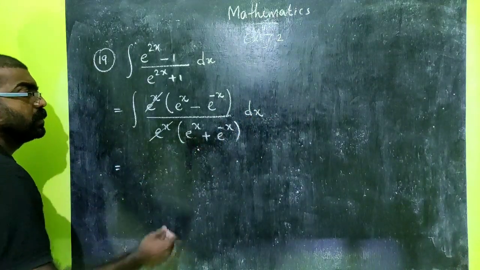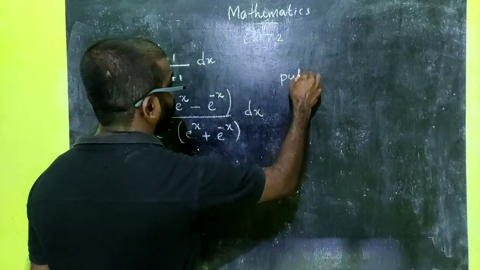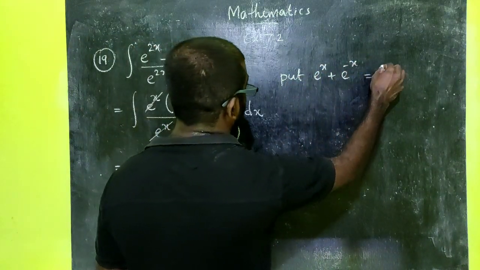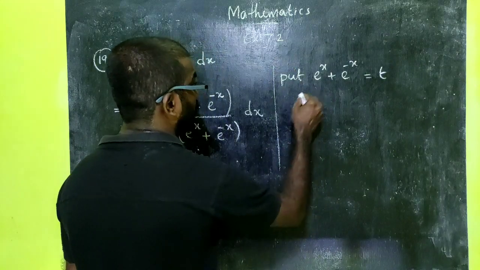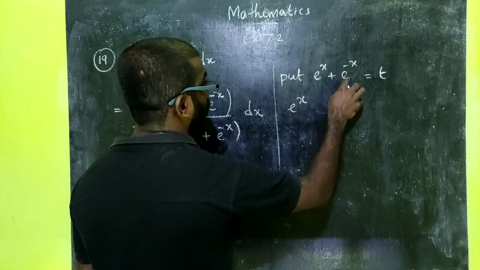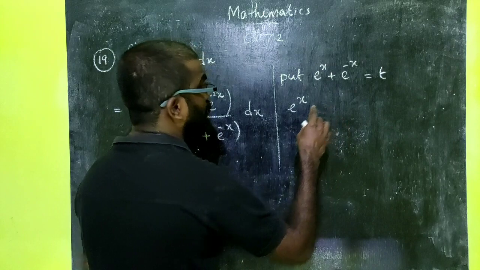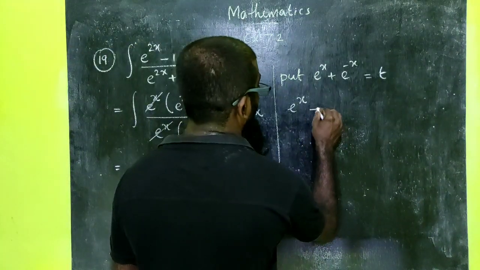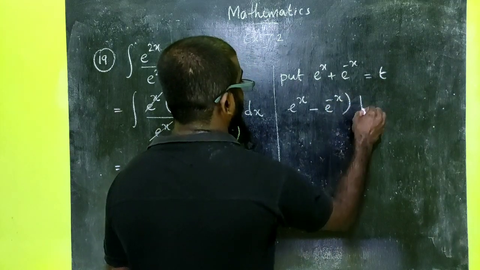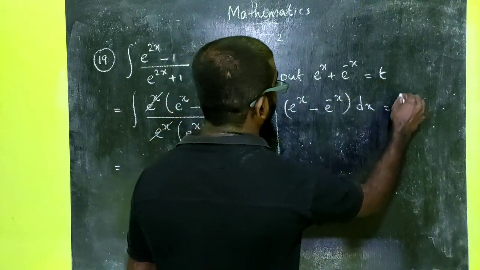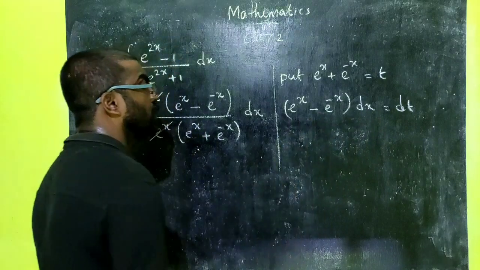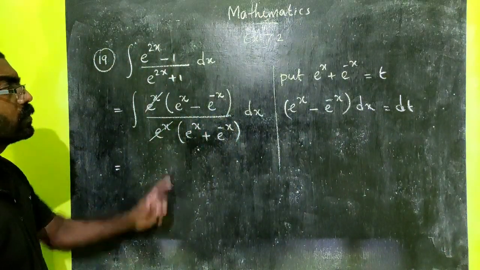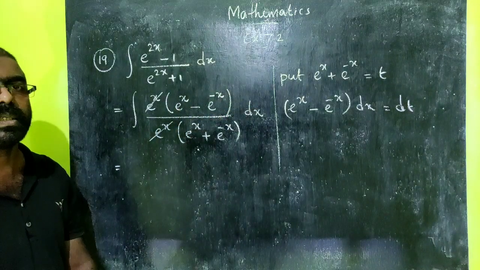Put the denominator as t. Put e raised to x plus e raised to minus x is equal to t. Now we can take the derivative: e raised to x, then the derivative of e raised to minus x is what? E raised to minus x into minus 1. Or we can write minus e raised to minus x dx, which is equal to dt. This term is in the numerator: e raised to x minus e raised to minus x dx. So the whole term we can change into dt.